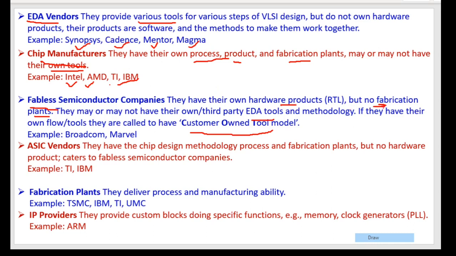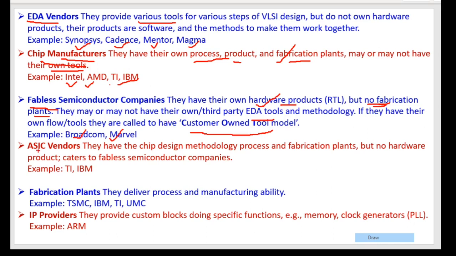And they also don't own the fabrication. Okay, but here in the case of chip manufacturers, they had the fabrication plants, but here they don't have any fabrication plant. But they are having their own hardware products. Okay, some examples are Broadcom, Marvell. Then Nvidia can also be categorized as a fabless semiconductor company.